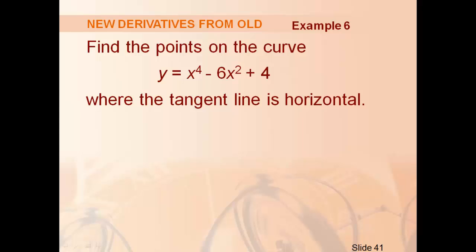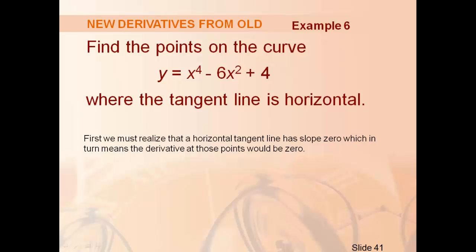Find the points on a curve where the tangent line is horizontal. The first thing we need to realize is that a horizontal tangent line has a slope of 0. And slope, of course, is a derivative. So what we're really being asked to do is find the places where the derivative is equal to 0.